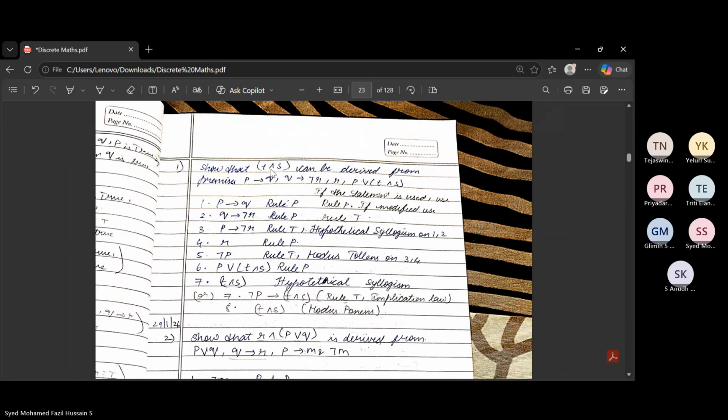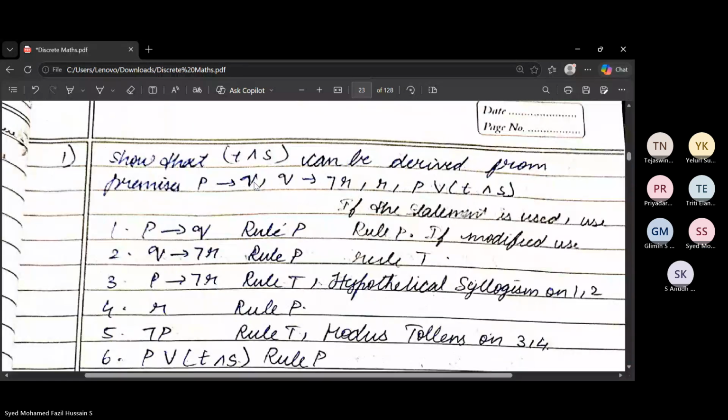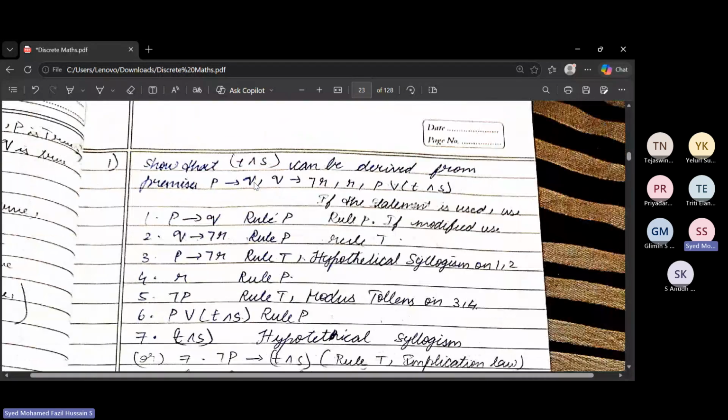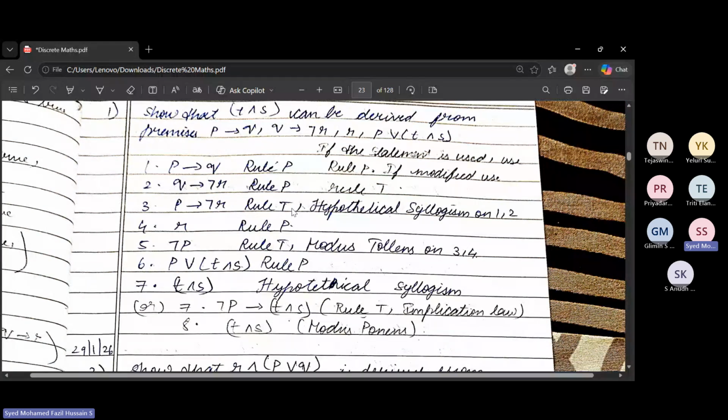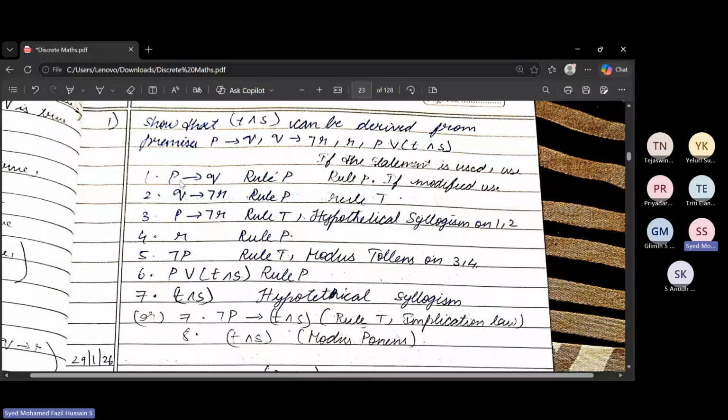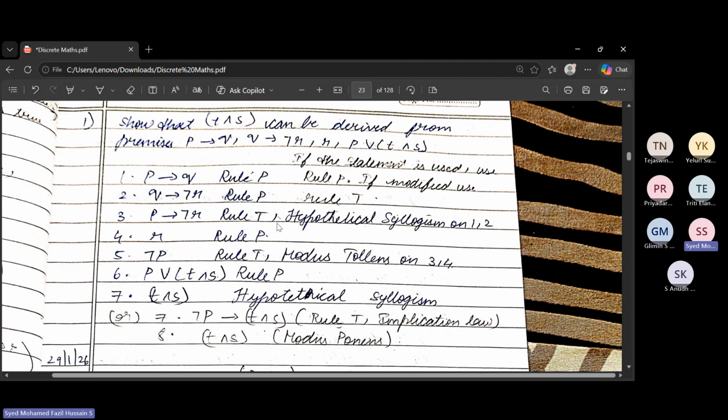Show that T or S can be derived from the premises P then Q, Q then not R, P or R. Here we are using the first step, P then Q, that is rule P, already given. Then Q then not R is already given, so P then not R is derived. That is rule T, hypothetical syllogism.